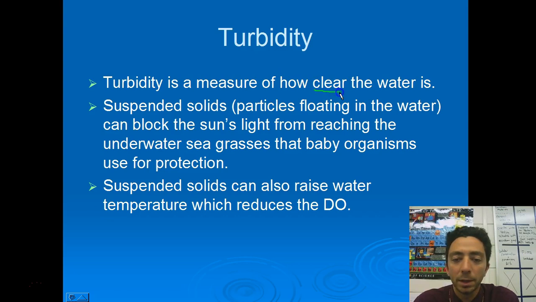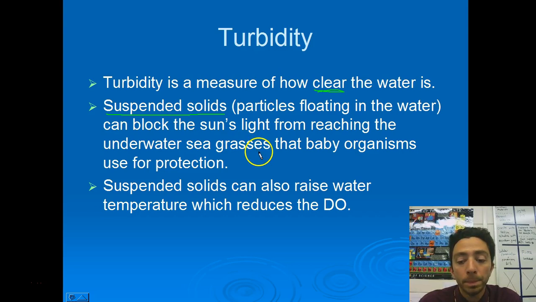This is a measure of how clear the water is, and so we would have very turbid water in the St. Johns River. It's a measure of suspended particles in the water, so things that are dissolved and floating in the water can block light from passing through it. The more of those particles you have, the less light that can pass through it.